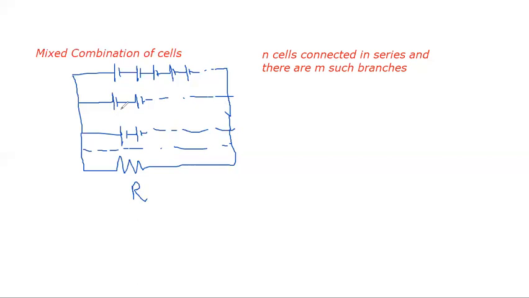So what happens here? First we have to find out the total EMF. Total EMF is equal to the number of cells connected in series. There are n number of cells connected in series, so total EMF is n into E. Now we have to find the equivalent resistance.